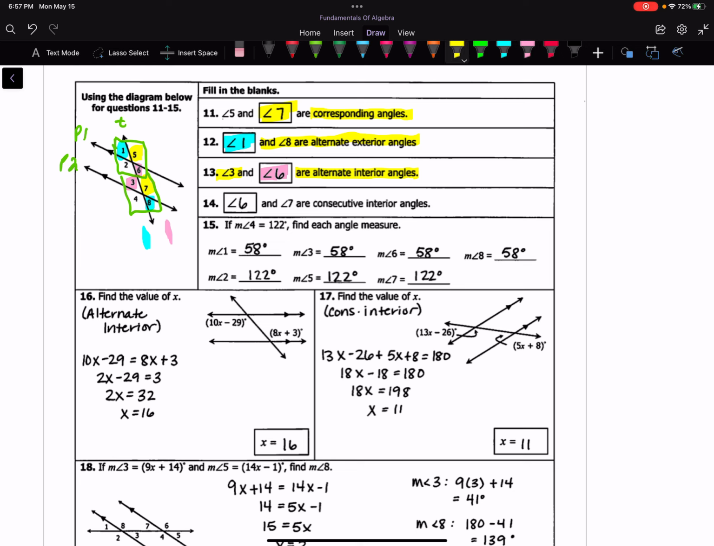Now they're looking at what one is consecutive interior with number 7. So I'll circle that in green. There's the number 7. And consecutive interior means the same side and interior. So there we are.